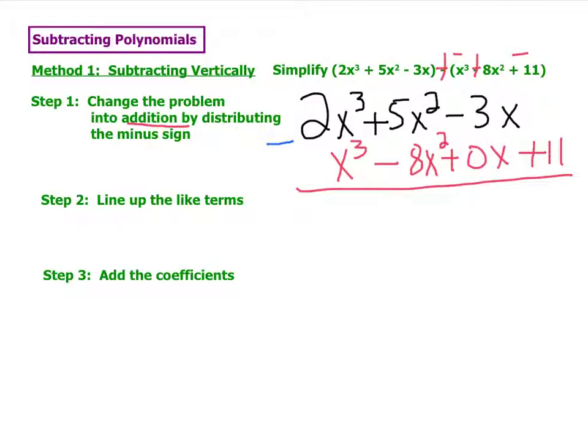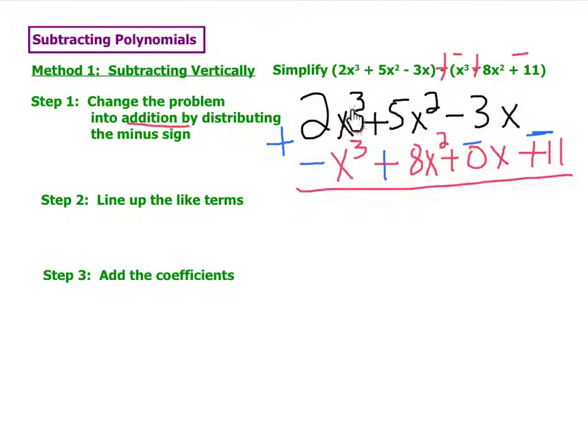Okay? So now I'm going to do keep, change, change, change, change. So here we go. Keep, change, change, change, change. This won't matter because it's 0. All right, so let's add going down.